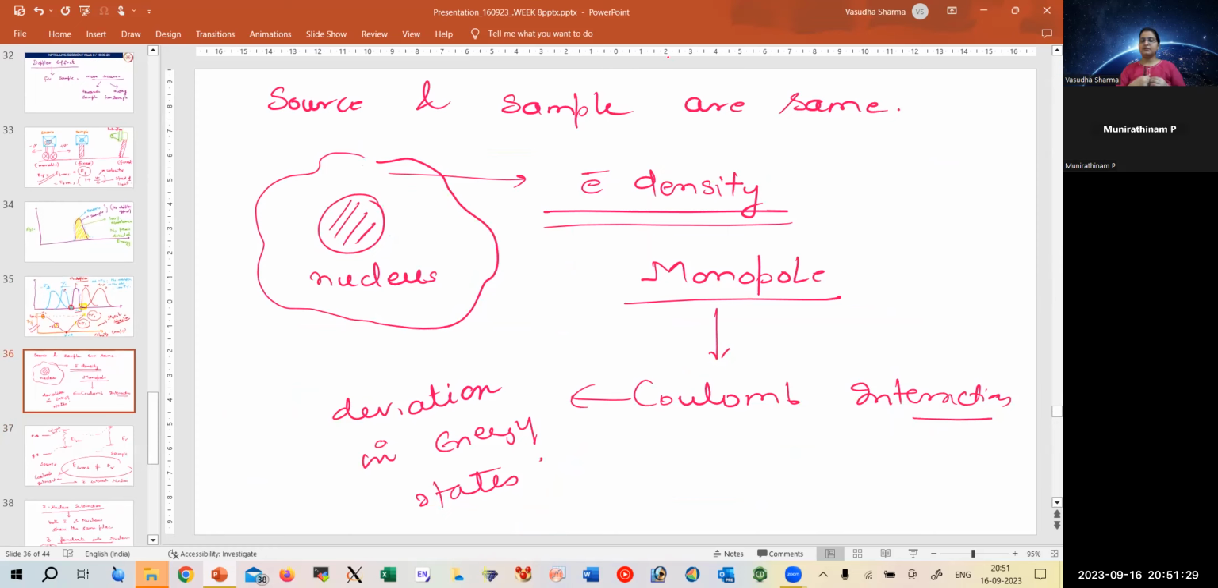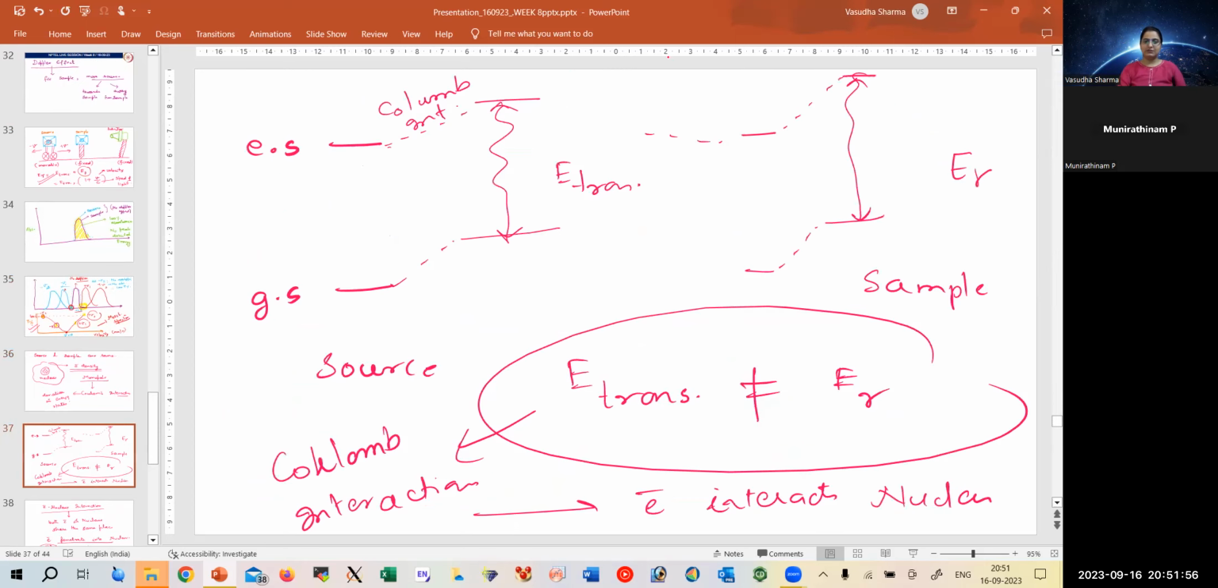And even if we have the source and sample same, why do we say that the energies released and absorbed are different? Because the electron density interaction with the nucleus is different at the excited state and the ground state. First condition for electron density to affect the nucleus, that is Coulomb interactions, is that both of them have to be in a similar region. That means electron density should penetrate into the nucleus, only then there will be some interactions.